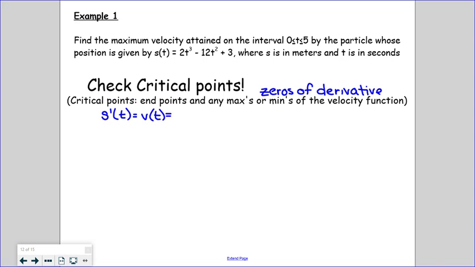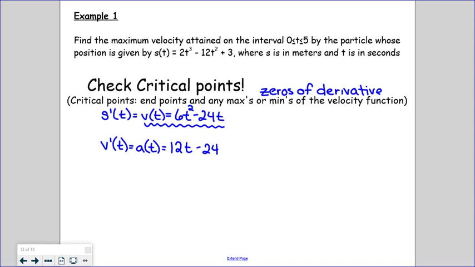Using our power rule. Oops, 6t squared minus 24t. But again, if we're looking for critical points, I need the zeros of the derivative, which means I need its derivative. So this is the function we are ultimately trying to find the maxes and mins of, or the maximum of. So now I'm going to move to its derivative to identify the potential places that that max could happen. So take the derivative one more time.